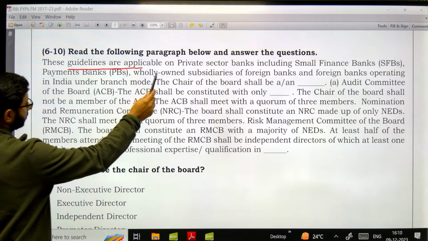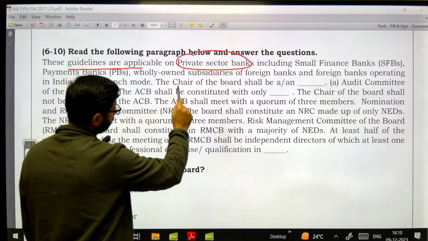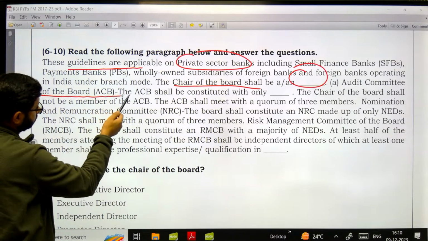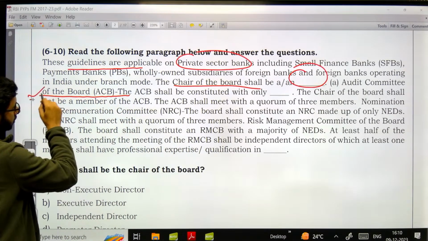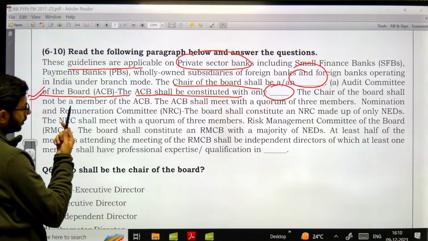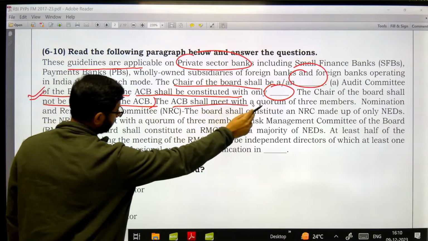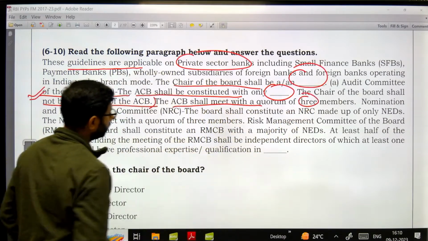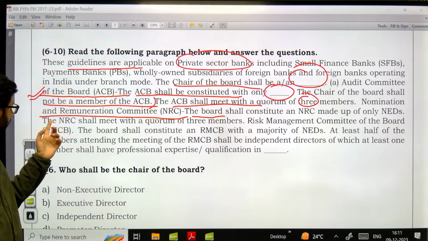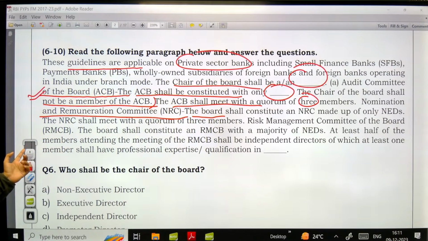These guidelines are applicable on private sector banks, including small finance and payment banks. The chair of the board shall be, a fill in the blank, audit committee of the board. They're talking about the audit committee also. The audit committee shall be constituted with only, another question, the chair of the board shall not be a member of the ACB. The ACB shall meet with a quorum of 3 members. Nomination and remuneration committee: the board shall constitute a committee made up of only non-executive directors. Okay, so these are the questions.